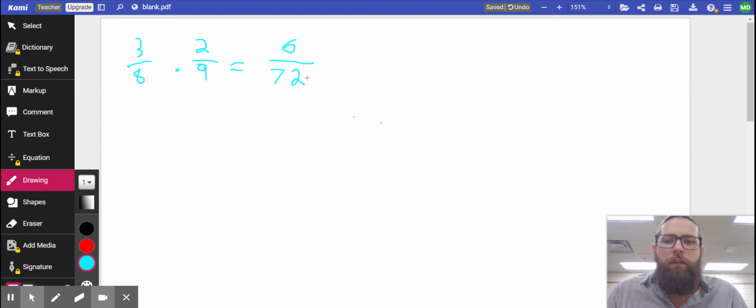So I know that 6 can go into 72. I'll start with 10 times, right? 6 times 10 is 60. 11 times would be 66. 12 times would be 72. Okay, so there it is. So it looks like 6 goes into 72 exactly 12 times. So that means that I can divide both of these by 6, which gives me 1 over 12.